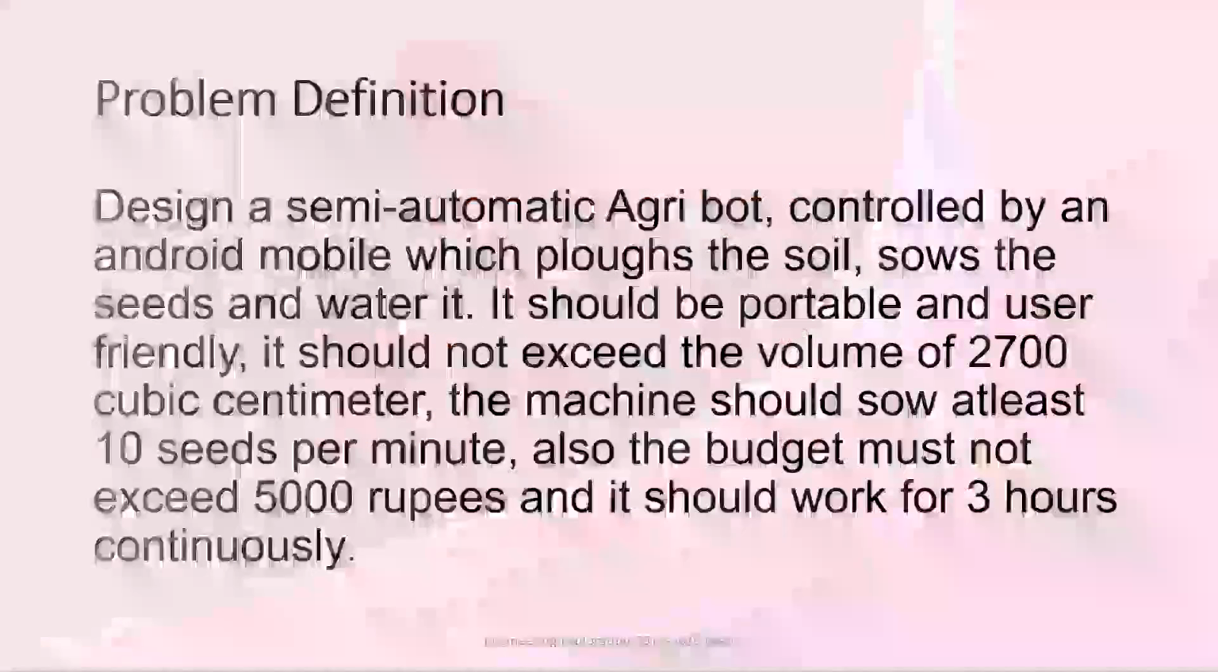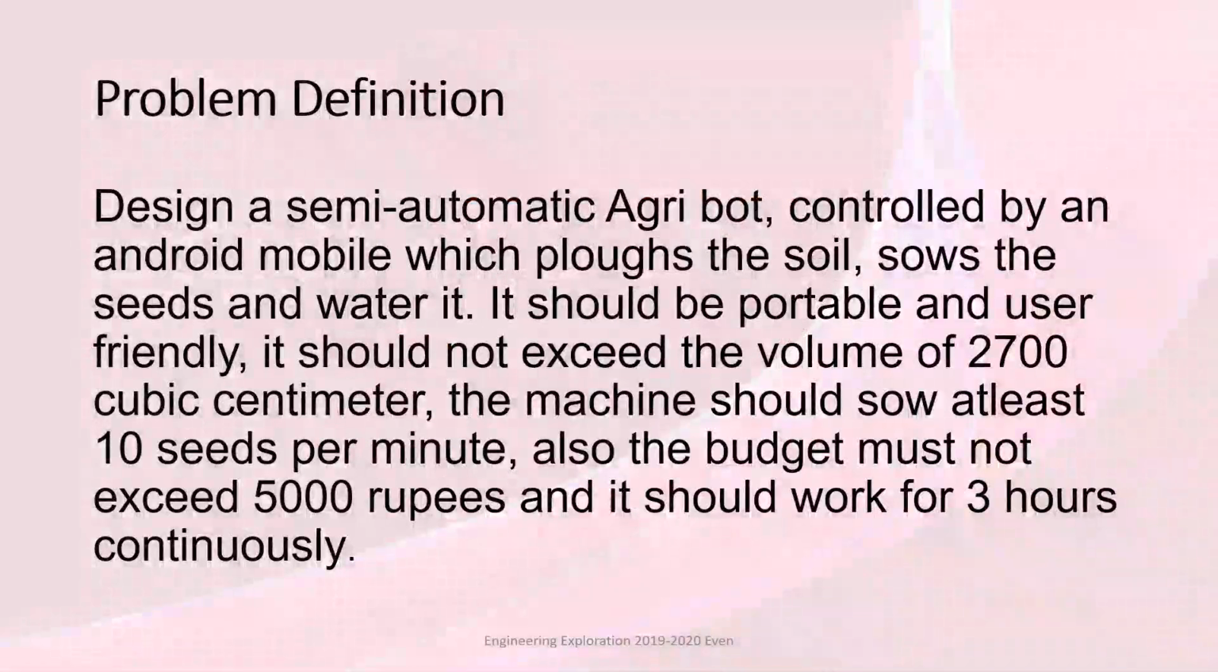Problem definition. Design a semi-automatic Agri bot controlled by an Android mobile which plows the soil, sows the seeds and waters it. It should be portable, user-friendly and should not exceed the volume of 2700 cc. The machine should sow at least 10 seeds per minute and the budget must not exceed 500 rupees and it should work for 3 hours continuously.